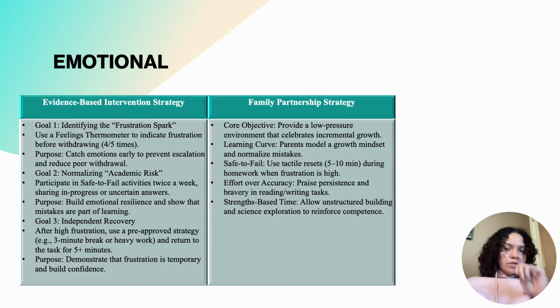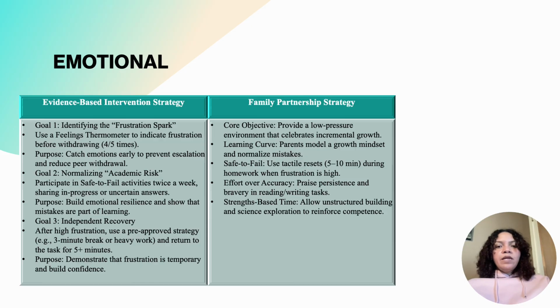Goal 2, normalizing the academic risk. The goal: within 2 months, Jordan will participate in a safe-to-fail activity twice a week where he purposely shares an in-progress thought or an unverified answer in a group to practice the comfort of not knowing. This builds the emotional muscles needed to realize that an incorrect answer is just a data point for his teacher, not a reflection of his intelligence.